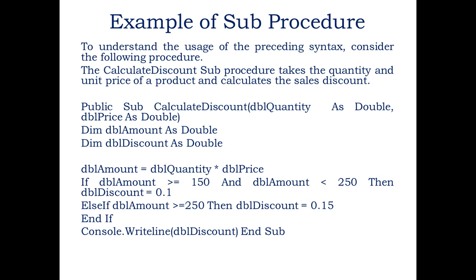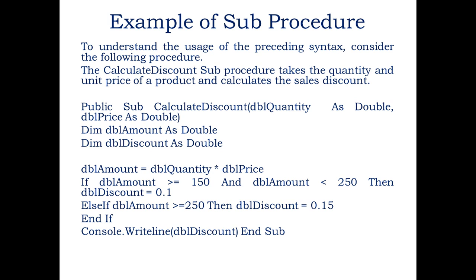Next, the local variables are declared here: dblAmount and dblDiscount. Both will be of double data type. The declaration syntax uses Dim. dblAmount is calculated with an assignment statement: the multiplication of dblQuantity and dblPrice. Then a condition check: if dblAmount is greater than or equal to 150 and dblAmount is less than 250, then dblDiscount is 0.1, that is 10 percent.